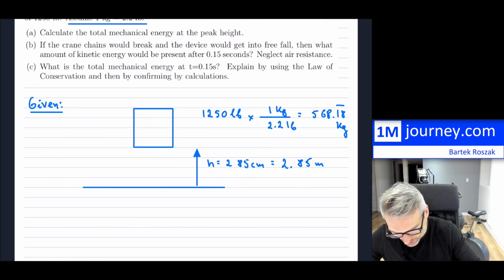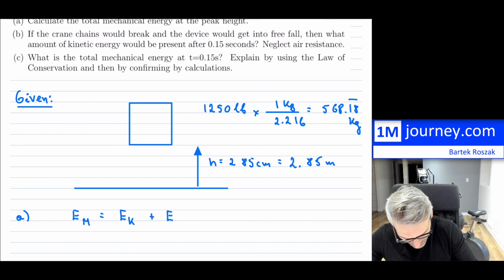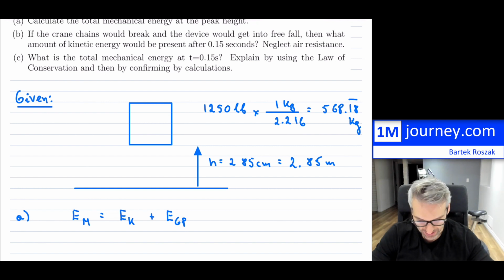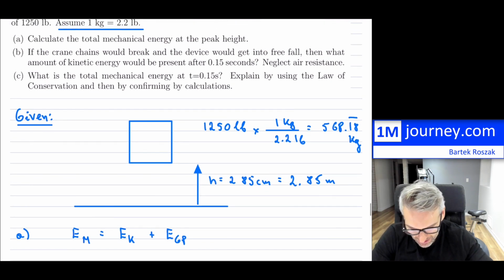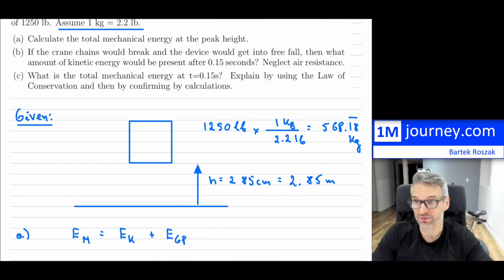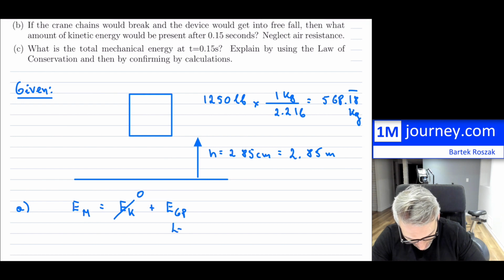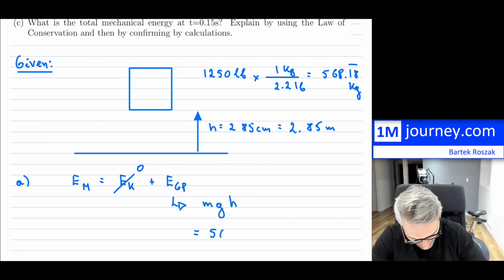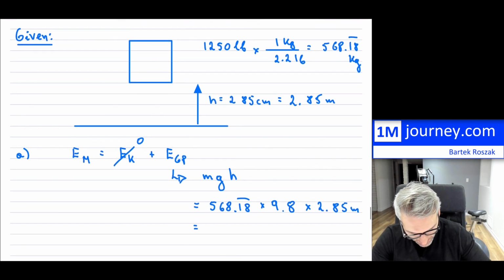The mechanical energy that we want to solve for is equal to the kinetic energy plus the gravitational potential energy. This is on the assumption that we're neglecting resistances throughout. There is no kinetic energy, at least not at the peak, because this thing is just being held up there. We don't have any information about this thing moving at all. So the kinetic energy is zero. The only component is the gravitational potential energy, which is mass times gravity times the height this object is at. We'll assume 9.8 meters per second squared for gravity, and the height is 2.85 meters.